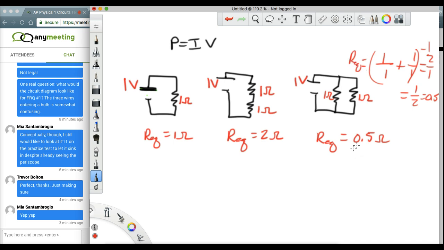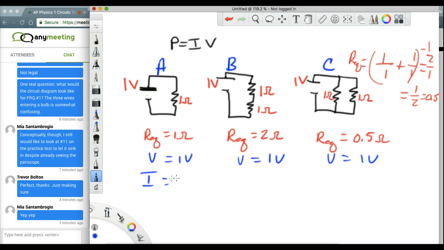So we can see that we need to label these A, B, and C, right? So here is A, B, and C. Now I need to figure out the current. So if the total voltage is 1 volt for each of these, what is the total current running through this?